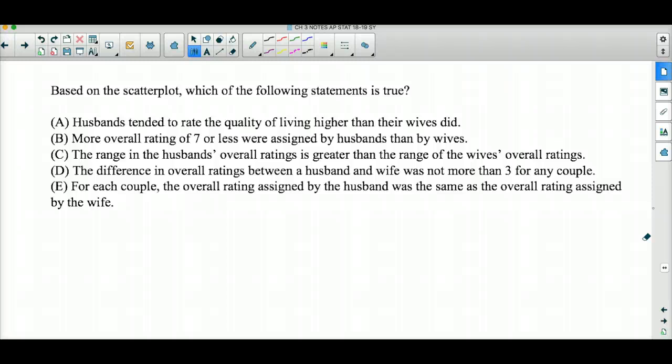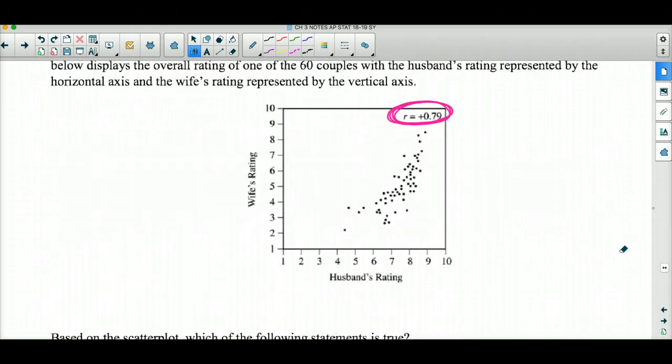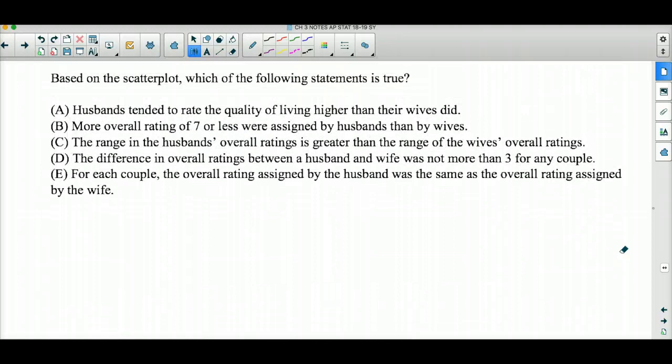Okay, let's start from the bottom. For each couple, the overall rating assigned by the husband was the same as the wife. If that were true, every value would be perfectly square like this. Is that the case? No. So that's easy to mark that one off. That's why I went after that one first.